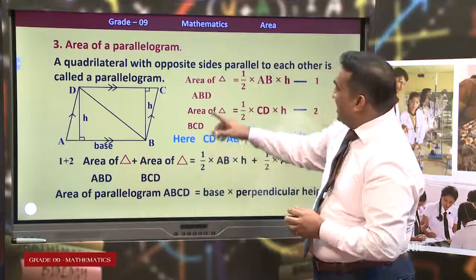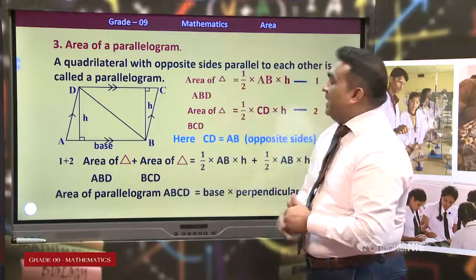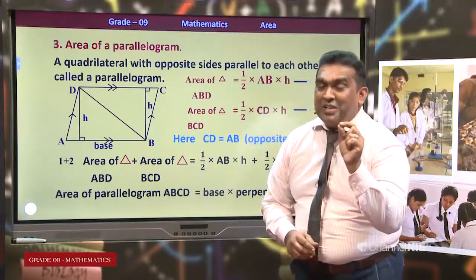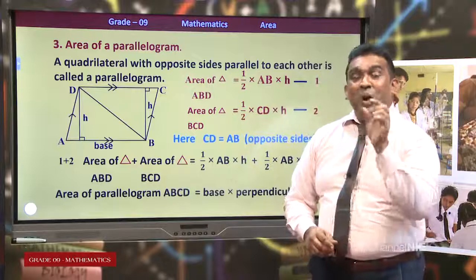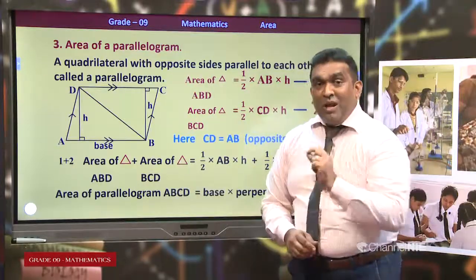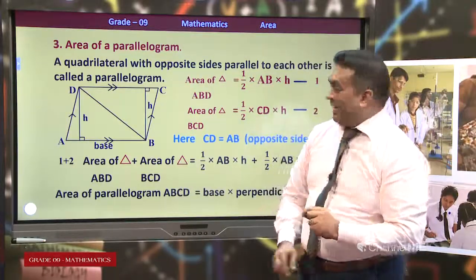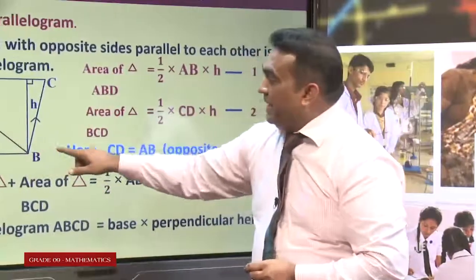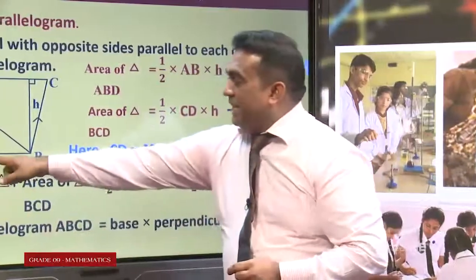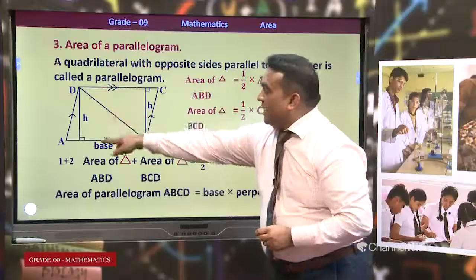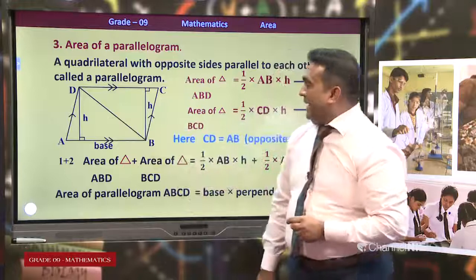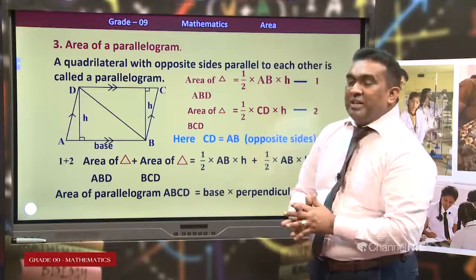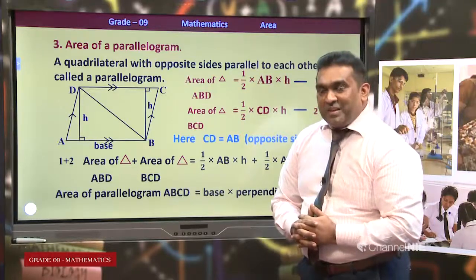Area of triangle ABD. You can remember, how to find the area of a triangle? Half into base into perpendicular height. Then half ABD: AB is the base. Here you can see perpendicular height as h. Half into AB into h. This is our first relation.